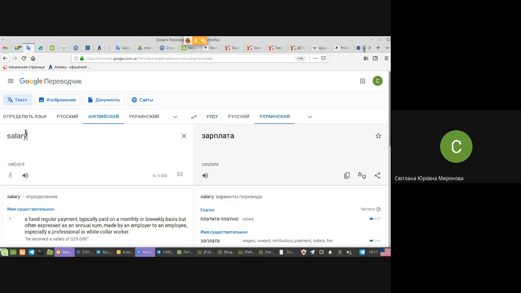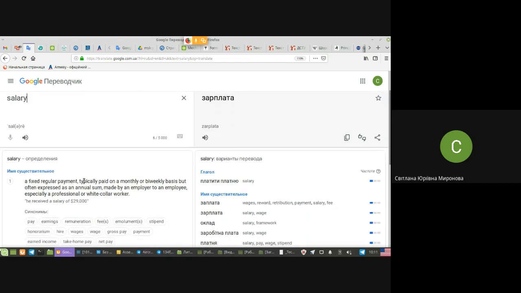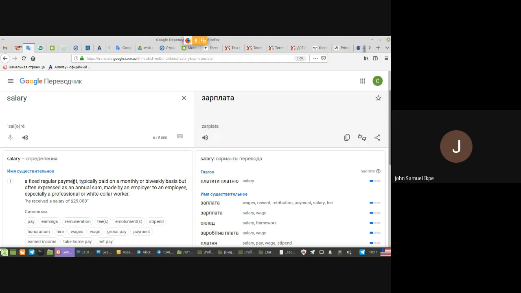Look, Urdu is Pakistan. I forgot already. Salary: a fixed regular payment, typically paid on a monthly or bi-weekly basis. Now does everyone understand what salary means? Yes, ma'am. The payment that you get during the month is called salary in English. I understand what salary is, but what you're explaining about the tolerance for the salary?